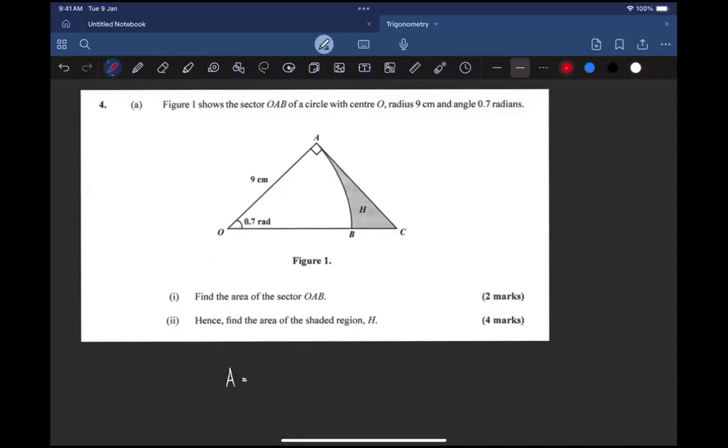For something to be an included angle, the two lengths must be known. I know 9 centimeters over here, but do I know this length? No. You can't say this is 9, because from here to here is 9, but we don't really know what this length is. Do we really have an included angle? No. But it's very similar to the previous question.